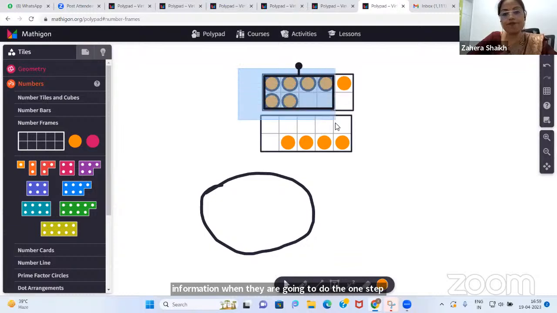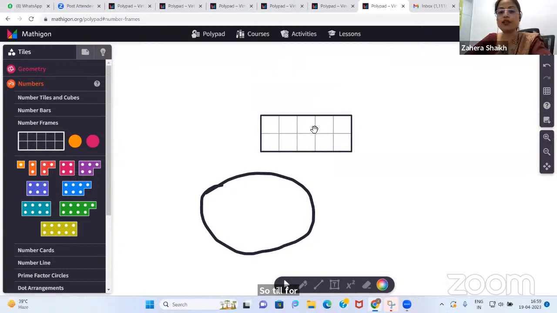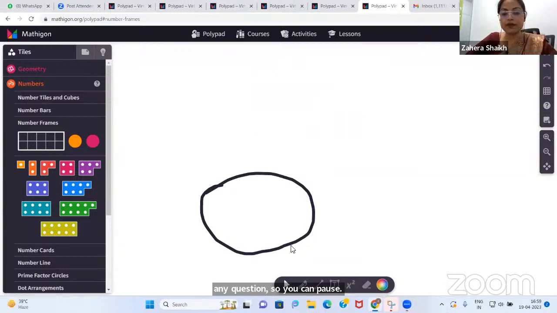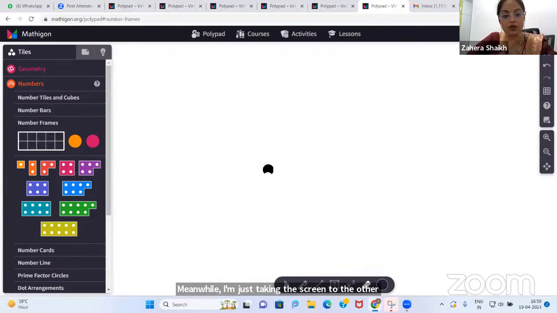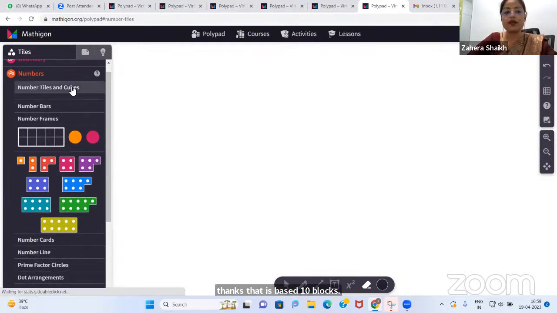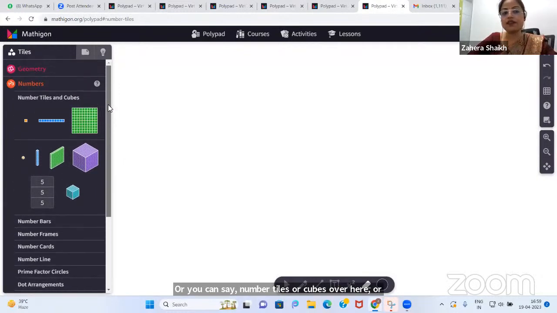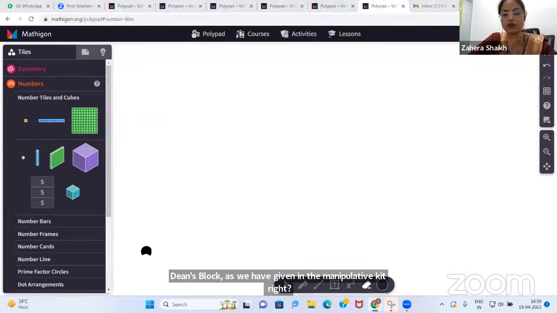So till here for this manipulative, if you have any doubt or any question, you can pose it. Meanwhile, I'm just taking the screen to the other manipulatives. Anyone, if you want to know more activities using this tens frame, you can ask. Otherwise, I'll just move to the next, that is base 10 blocks, or you can say number tiles or cubes over here, or Dienes blocks, as we have given in the manipulative kit, right? I can see one. Any question?